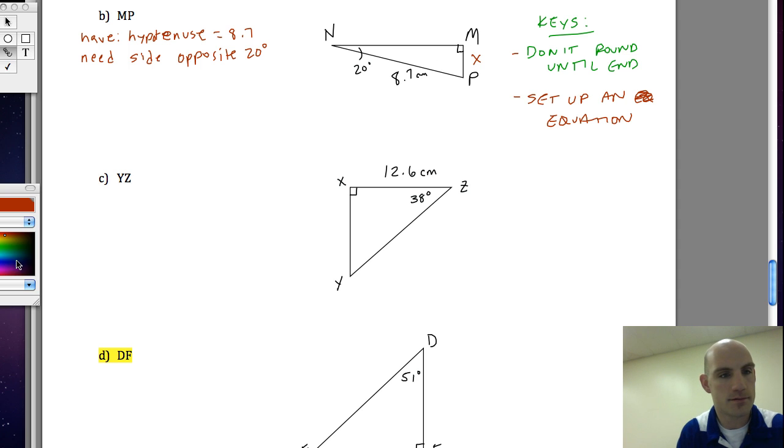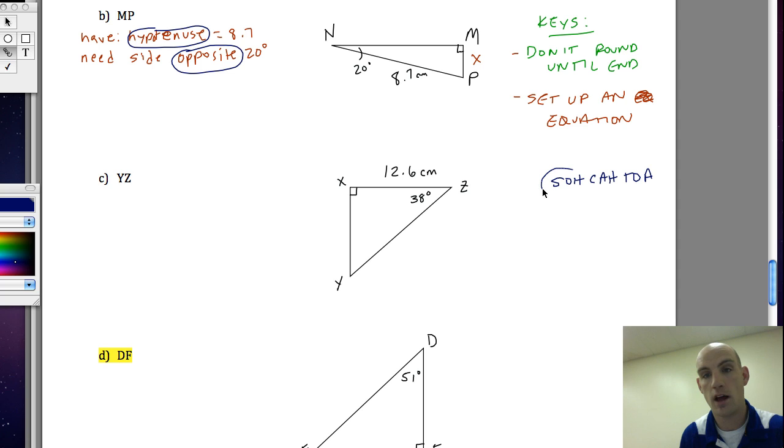If I have hypotenuse and I need opposite, if I look to my SOHCAHTOA, which one involves opposite and hypotenuse? Hello, sine. Sine of 20 equals opposite, which is x, over hypotenuse, 8.7. Don't round to the end.